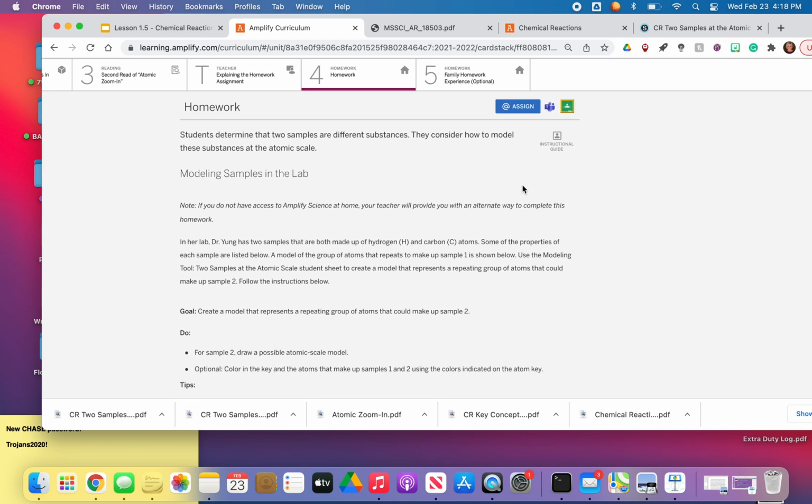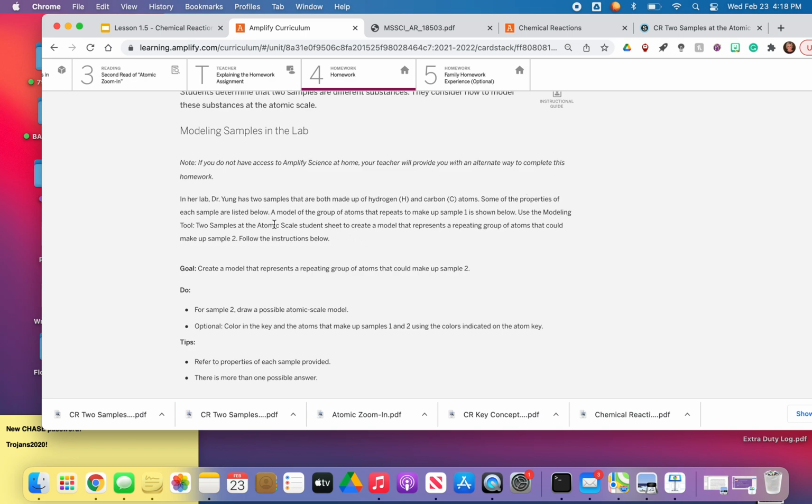So it says Dr. Yoon, in her lab, has 2 samples that are both made up of hydrogen and carbon atoms. So they both have hydrogen and carbon together. Some of the properties of each sample are listed below. A model of the group of atoms that repeats to make up sample number 1 is also shown below. I want you to use the modeling tool, 2 samples at the atomic scale, student sheet, to create a model that represents a repeating group of atoms that could make up sample 2.